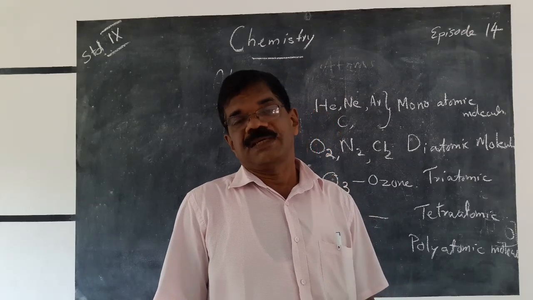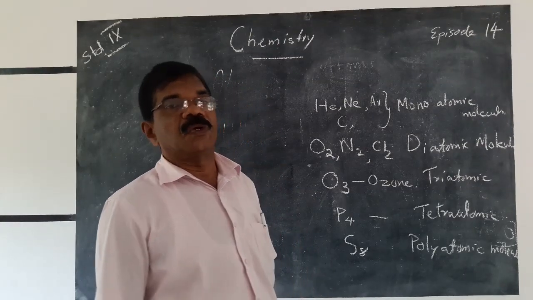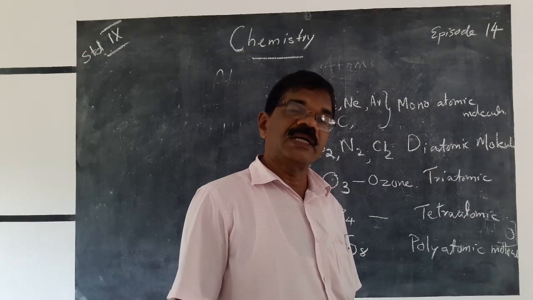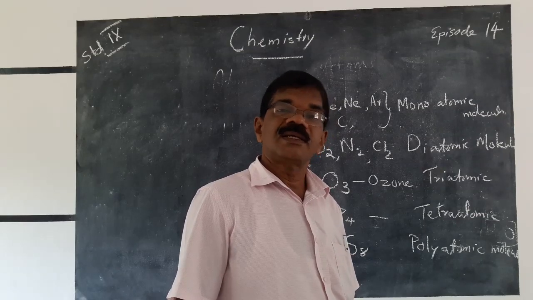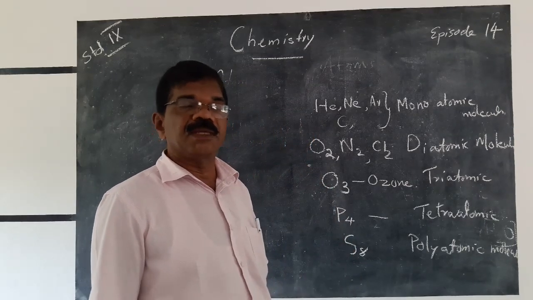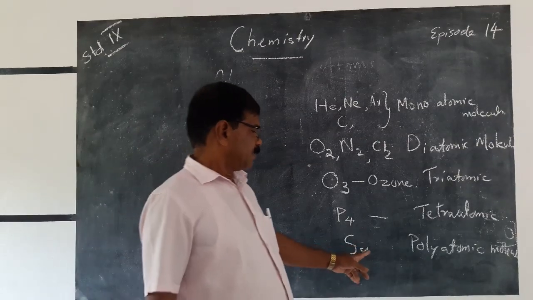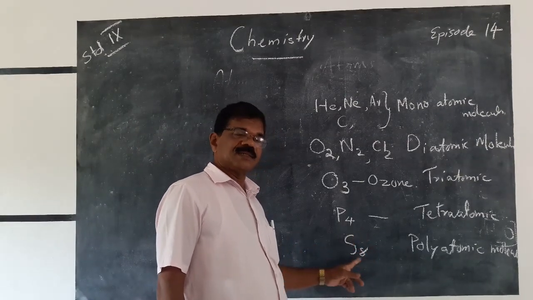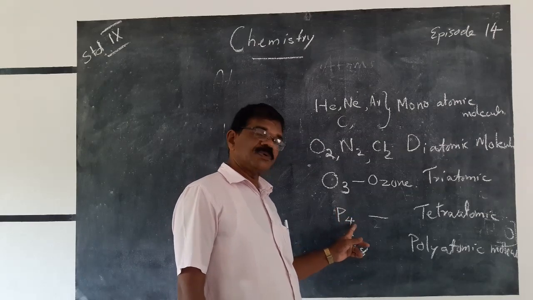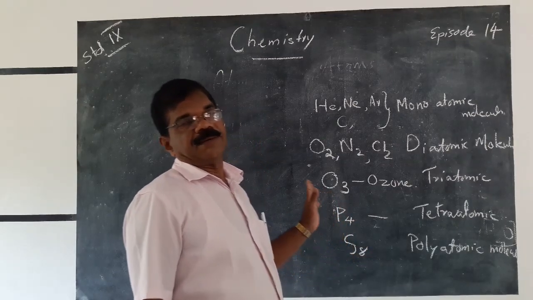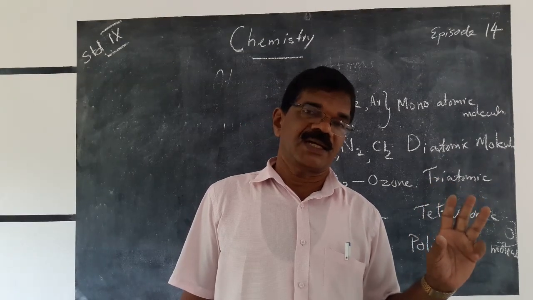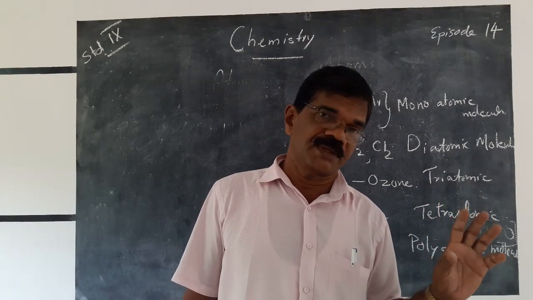tetraatomic molecules. If the molecule of any element contains more than 4 atoms, they are called polyatomic molecules. Can you give an example of a polyatomic molecule? Sulfur. One molecule of sulfur contains 8 atoms. And one molecule of phosphorus contains 4 atoms. So, elements are classified into monoatomic, diatomic, triatomic, tetraatomic, and polyatomic.